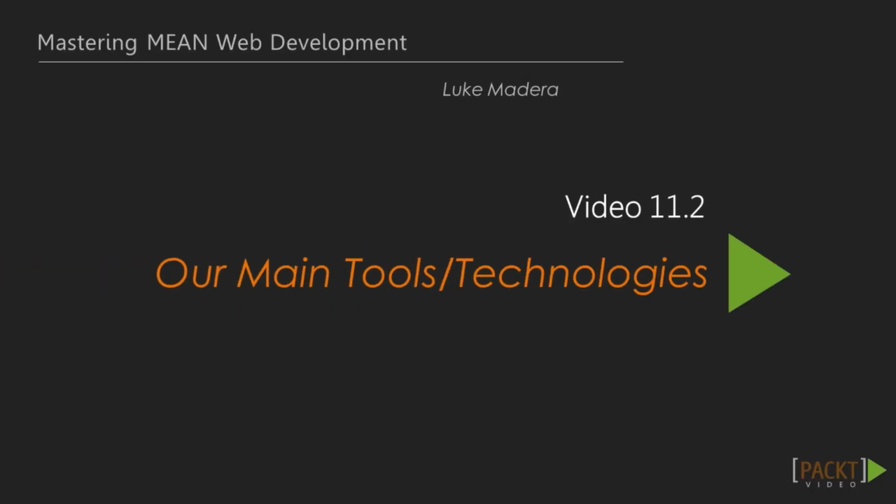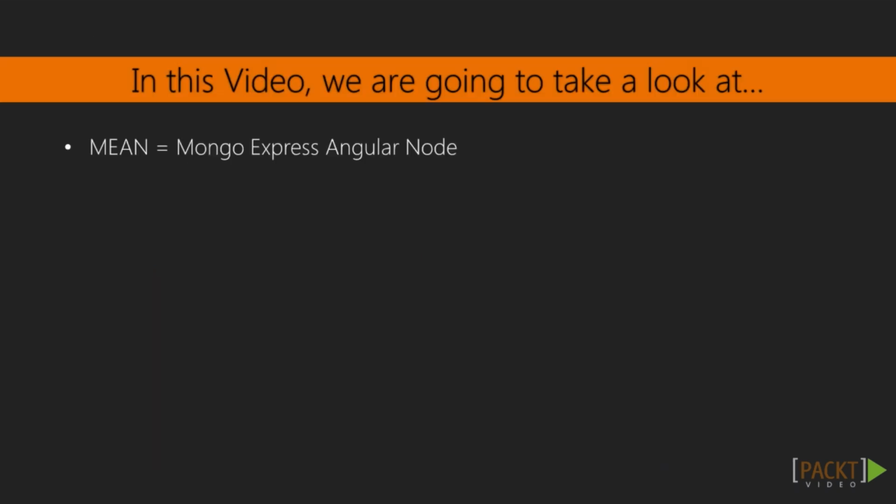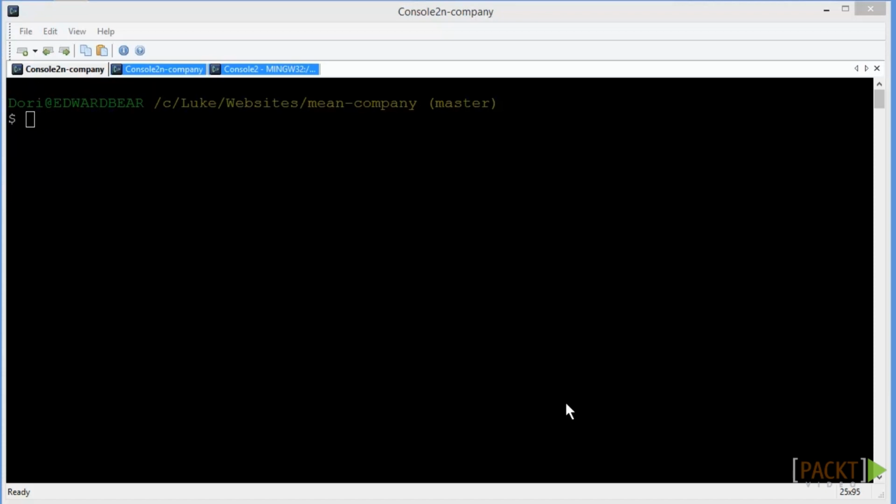In the last video, we went over setting up our Meanseed generator and running our website and viewing it in a browser. And in this video, we're going to go over the Mean technologies again. Mean, remember, stands for Mongo, Express, Angular, and Node. And our main front-end technologies are CSS or less, which is a CSS preprocessor, HTML, and JavaScript.